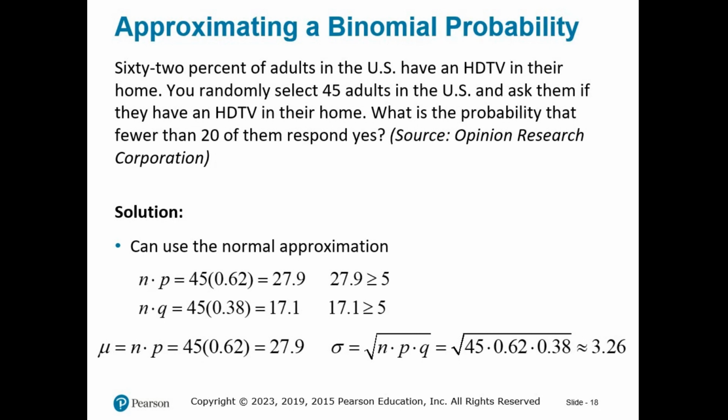Next, we need to determine if this binomial distribution is eligible for normal approximation. To do that, we multiply n times p and n times q. We get 45 times 0.62, which is 27.9, and 45 times 0.38, which is 17.1, both of which are larger than 5, so it is eligible for normal approximation. Now we find mu and sigma. We already found the value for mu, n times p, which was 27.9. Sigma is the square root of n times p times q, which turns out to be about 3.26.